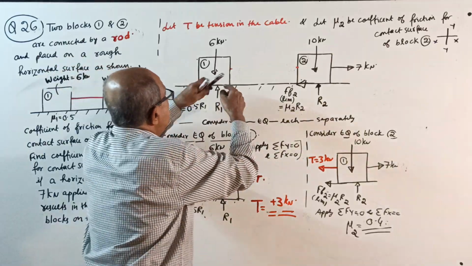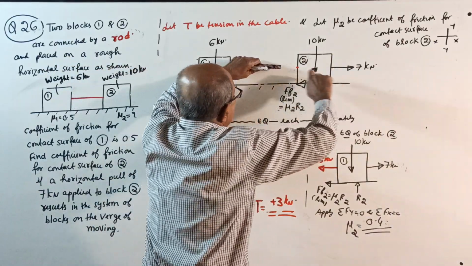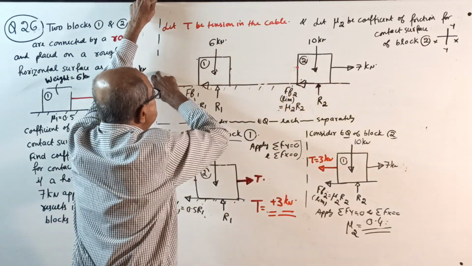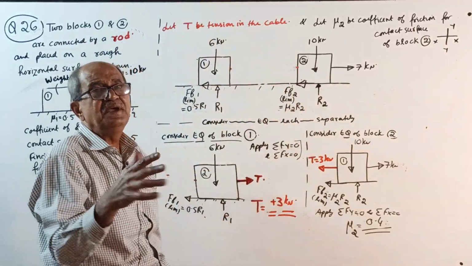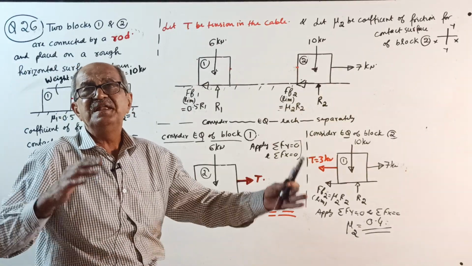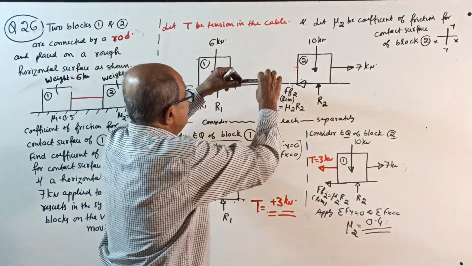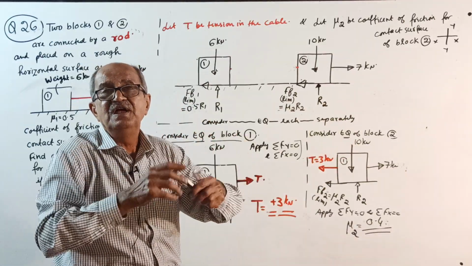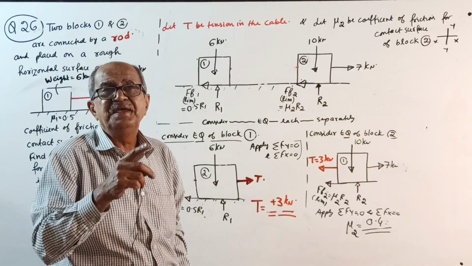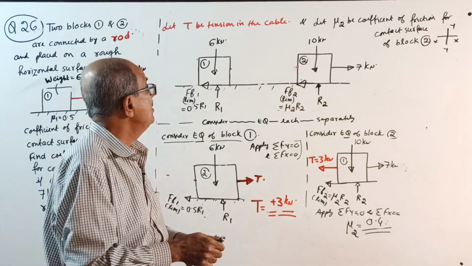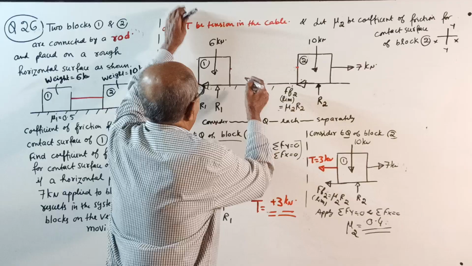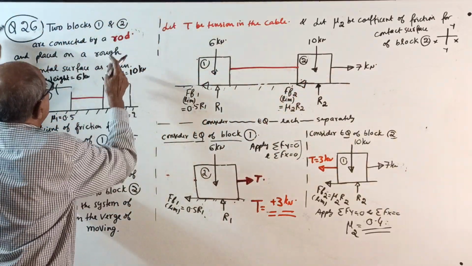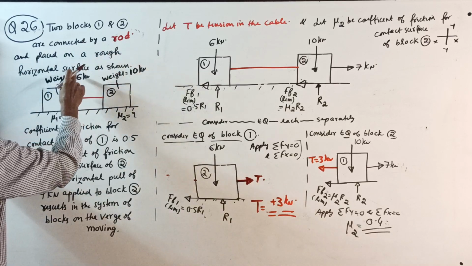See, when you put a cable and pull it, the cable will be in tension. But when you put a cable here and push any of the blocks, the cable cannot take tension. It can take only compression. When you push, it gets compressed. A cable cannot take compression. Therefore, I will put a rod here. This is the rod. Connected by a rod and placed on a rough horizontal surface.